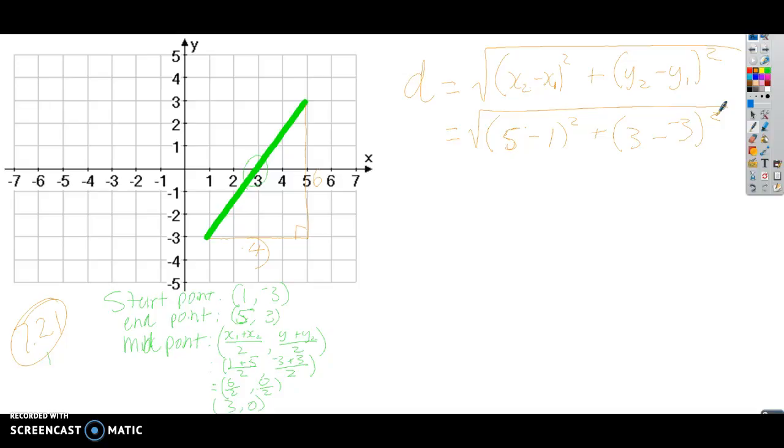So I hit my square root, or my shift squared, open my brackets, 5 minus 1, close brackets, squared, plus, open brackets, 3 minus negative 3, close brackets, squared, enter, and lo and behold, my answer is 7.21. Calculator will try and tell me it's 2 square root 13 to be more accurate, but we're going to 2 decimal places and we're going with 7.21.